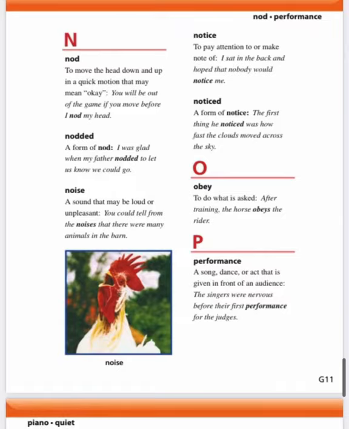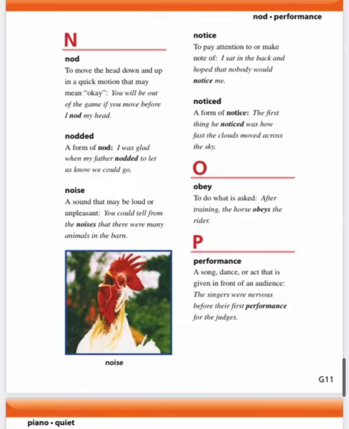Noise, a sound that may be loud or unpleasant. You could tell from the noises that there were many animals in the barn. Notice, to pay attention to or make note of. I sat in the back and I hoped that nobody would notice me.